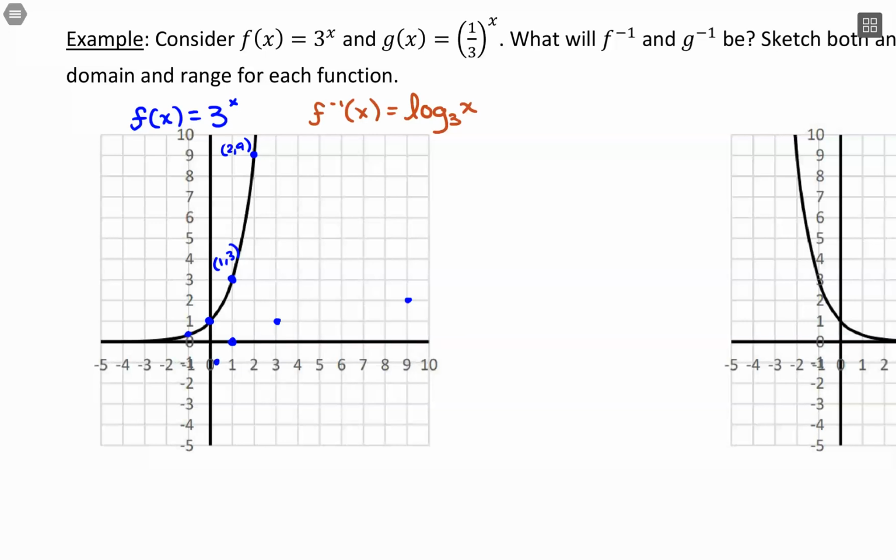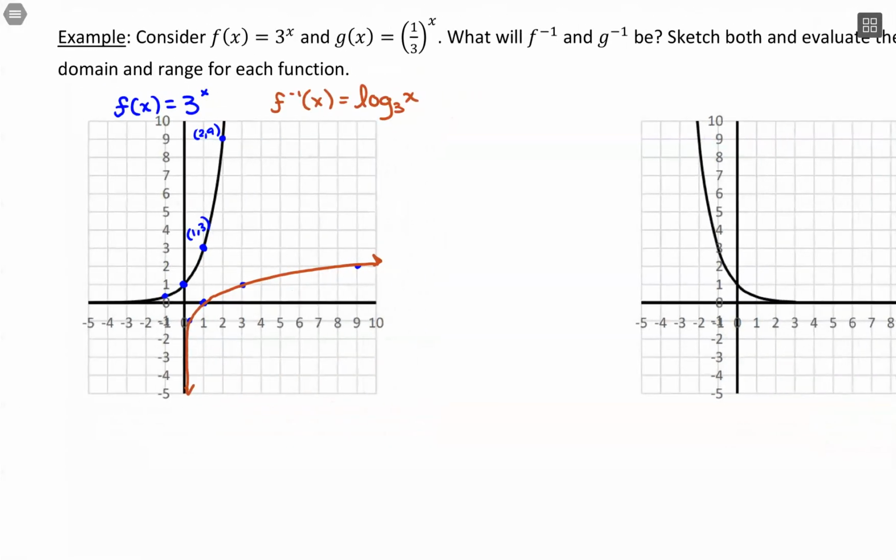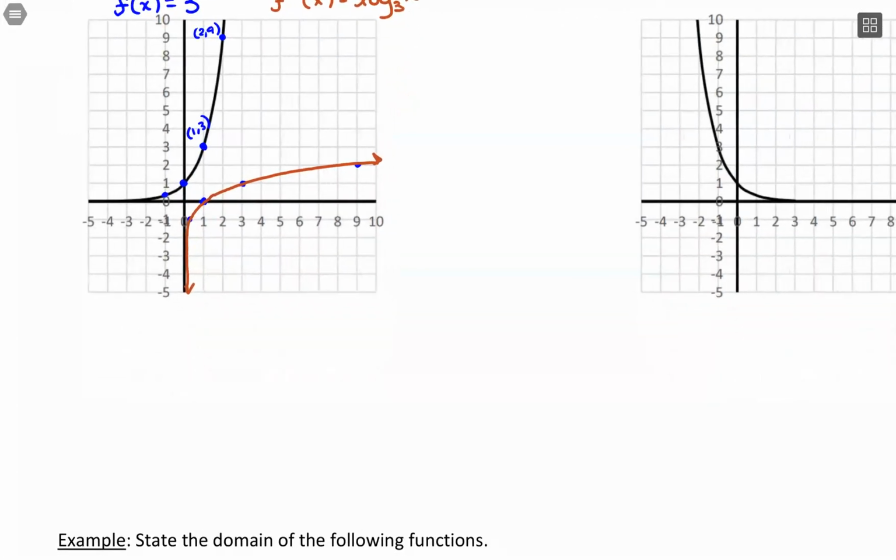So with that, we get our graph out. That would look something like this, where we'll be along the y-axis and then go off to infinity in that direction. So where the x-axis is kind of the barrier for our exponential function, the y-axis is our barrier for the logarithmic function. So let's talk about domain and range here. So 3 to the x versus log base 3 of x.